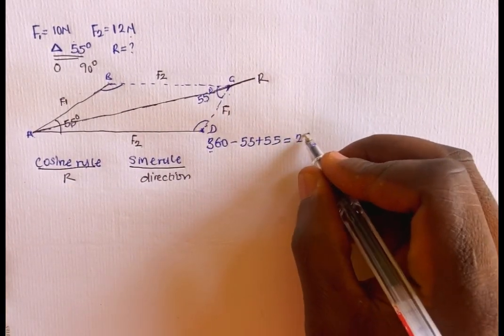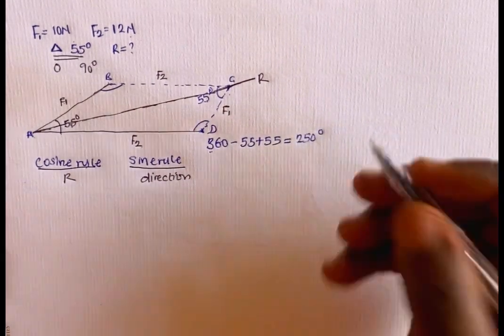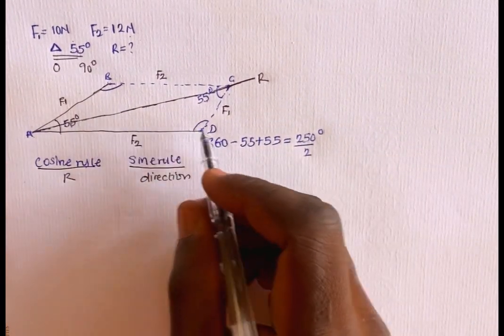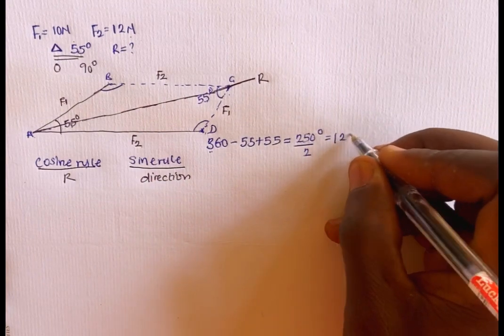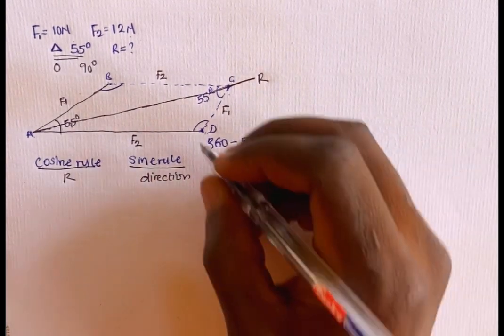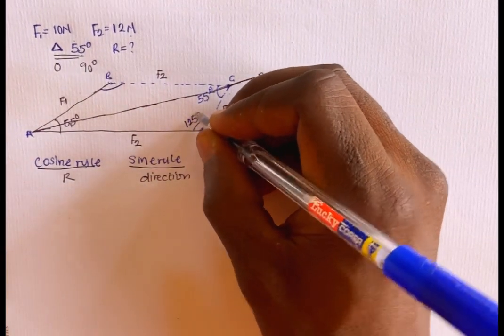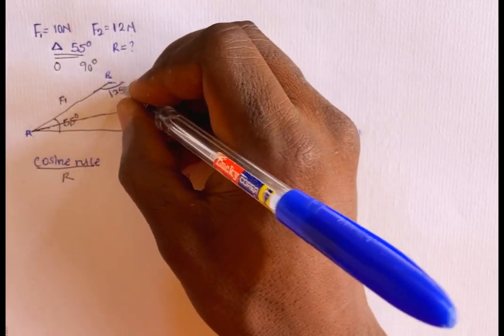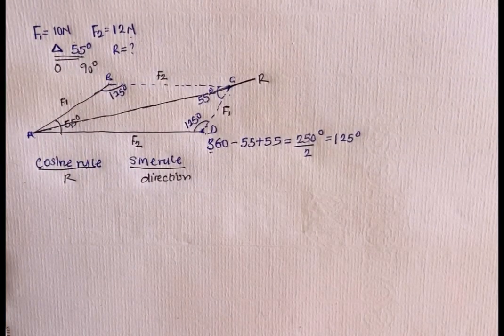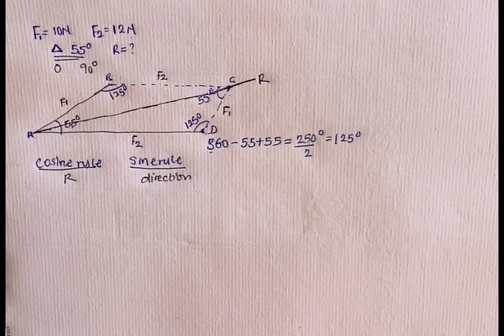So therefore, here is going to be 250 degree. But I must divide it by 2 because of my B and D, right? Which is 125 degree. Right? So here I'm going to have 125 degree, and here also is going to be 125 degree. The next thing is that using my cosine rule to calculate for the resultant force.